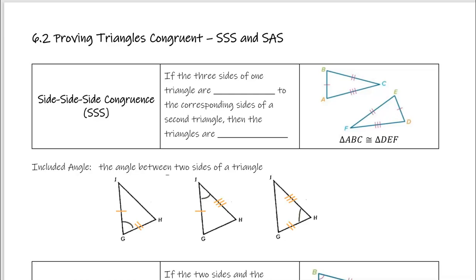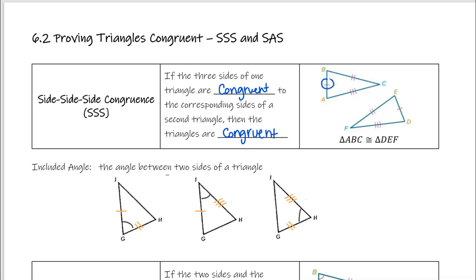This is lesson 6-2. We're going to prove triangles congruent by side, side, side, and side angle side. If we have three sides of one triangle that are congruent to the corresponding sides of a second triangle, then the triangles are congruent.